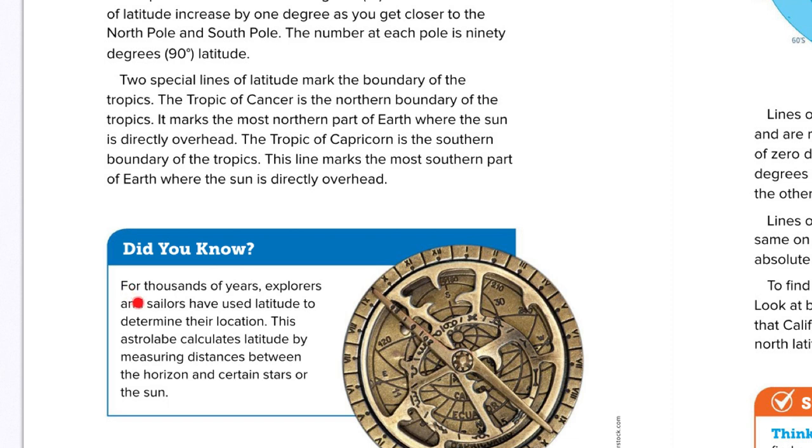Did you know? For thousands of years, explorers and sailors have used latitude to determine their location. This astrolabe calculates latitude by measuring distances between the horizon and certain stars or the sun.